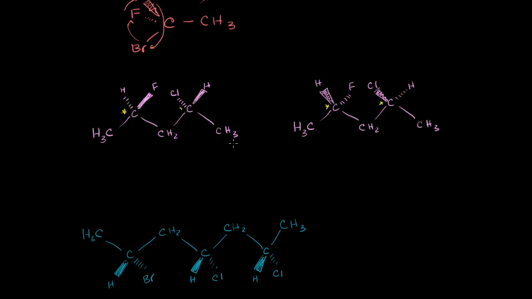But the bonding is a little bit different. Over here on the one on the left, the hydrogen goes in the back, and over here the hydrogen's in the front. And over here the chlorine's in back, and over here the chlorine's in front. So these look like stereoisomers.